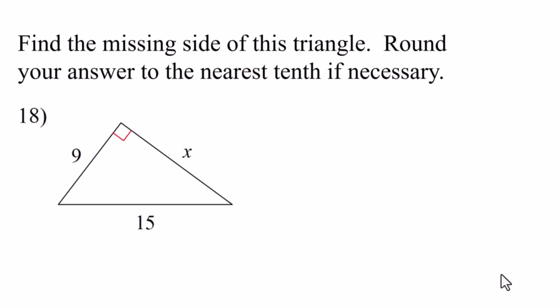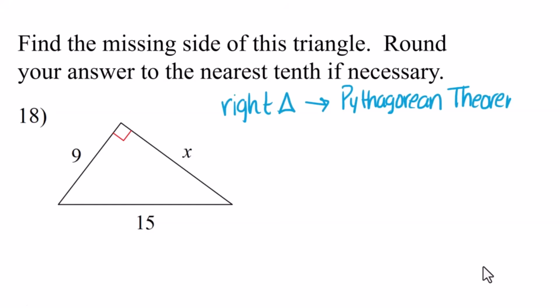Number 18, find the missing side of the triangle. Round your answer to the nearest tenth if necessary. Notice that this is a right triangle. Pythagorean Theorem. I like to write it backwards. C squared equals a squared plus b squared. As we continue working on these problems, you're going to see why.